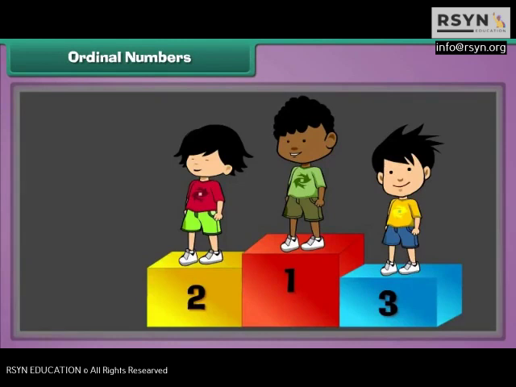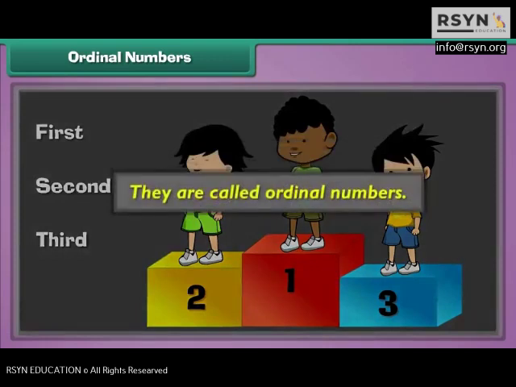Ordinal numbers. Words like first, second, third, etc. are used to indicate positions. Such numbers are called ordinal numbers.